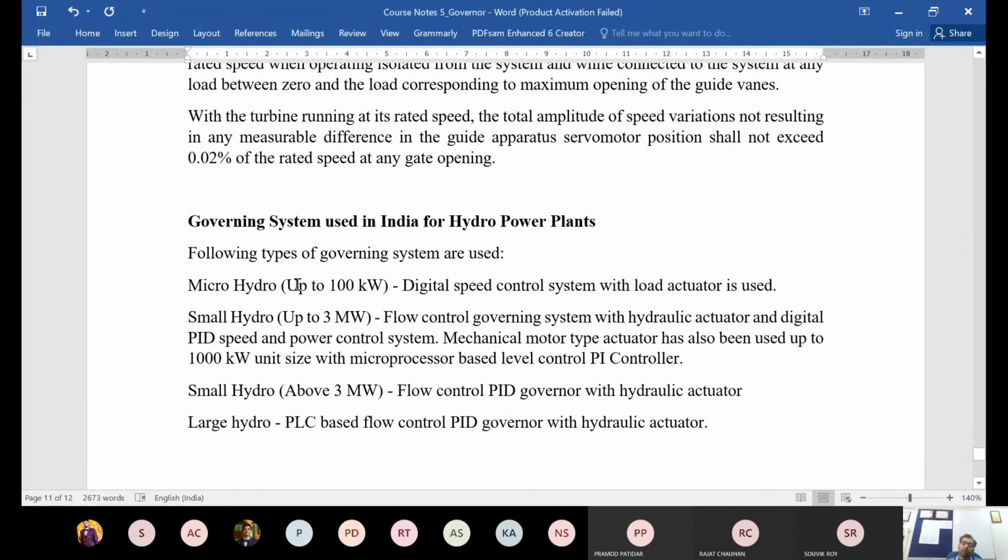So traditionally, for these plants in the micro hydro range up to 100 kilowatt, there has been a recommendation of using a digital speed control system with load actuator. We will look at this in the next class. That means instead of changing the turbine guide vane opening and changing the flow of water, we don't change that. Rather, we change the load. So this is known as the ELC, or the electronic load controller. We will look at this in the next class.